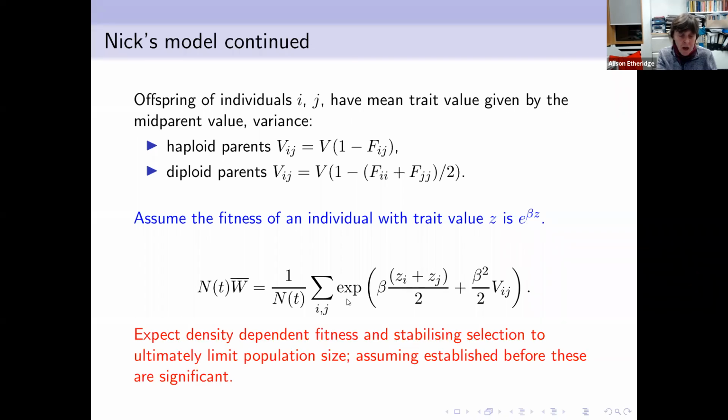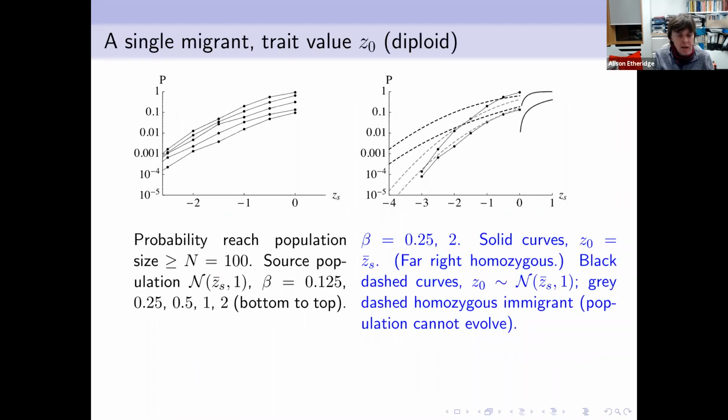Okay. Now, what we would expect, of course, is that density-dependent fitness and stabilizing selection would ultimately limit the population size, but presumably, by the time that happens, the population is established. So before stabilizing selection and some sort of perhaps logistic control of the total population size really kicks in and changes things, we're assuming the population is established. So we're going to stick with this very simple model, which is equivalent to taking a branching process model, if you like, because it's easier to work with. Okay. It'll be hard enough.